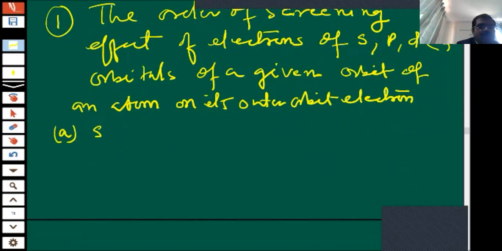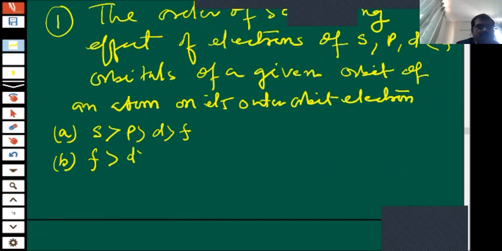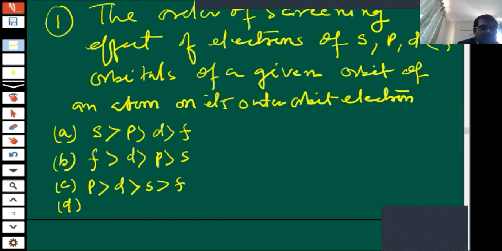Option A, S is greater than P is greater than D is greater than F. Option B, F is greater than D is greater than P is greater than S. And option C, P is greater than D, which is greater than S, which is greater than F. And option D, F is greater than P is greater than S is greater than D, children. So these are the options.